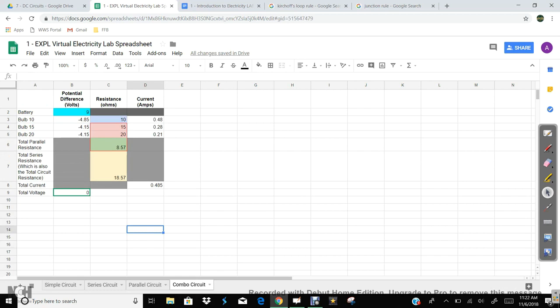Okay, so this is a crash course in series, parallel, and combo circuits. We'll keep working on them in class.